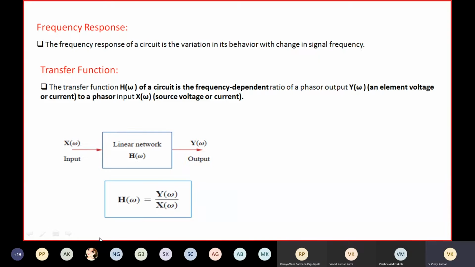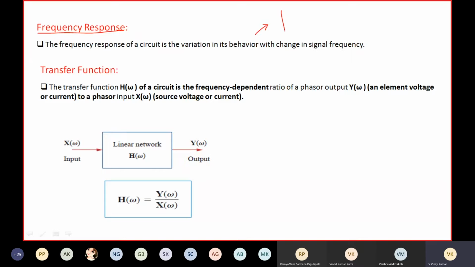Frequency response. The frequency response of a circuit is the variation in its behavior with changing signal frequency. Here we are going to find circuit behavior with respect to frequency. Means here, first we find the transfer function.